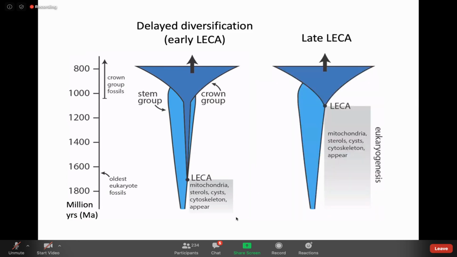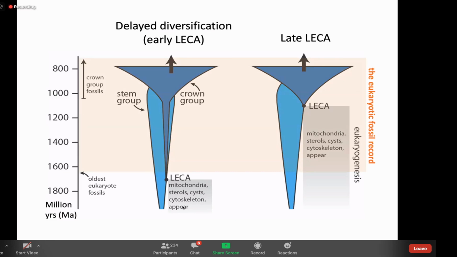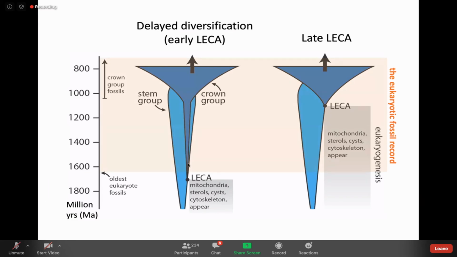But I want to propose an alternative model: that maybe LECA is late, that basically LECA appears just before the crown group diversification, and that all of the eukaryotic fossils that we see back to 1,600 million years ago are stem group eukaryotes. So they may have had some of these eukaryote-specific characters, but they may not have. And you can see, if I map the fossil record onto these different models, how important this is for whether we can actually study eukaryogenesis. The early LECA model suggests that all the action happened back here. There are still going to be stem groups around, but it's going to be a lot harder to piece together what happened through this interval when we have fossils. If LECA is late, then eukaryogenesis is happening through this interval.